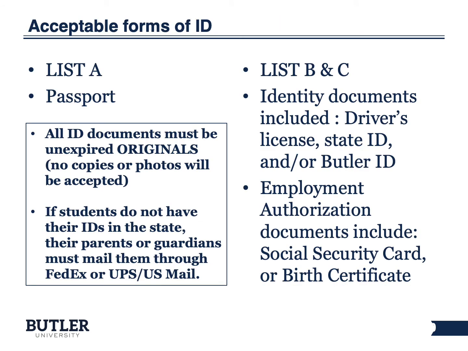This slide helps to clarify the breakdown of each list on the I-9. So list A refers to passports only. So this covers both a photo ID document as well as an employment authorization ID. So list A will always be some sort of passport. List B and C. So B always refers to an identity document. So that might be a student's driver's license, a state ID, or a Butler ID would be acceptable. And list C always refers to an employment authorization document, which could either be a social security card or a birth certificate.